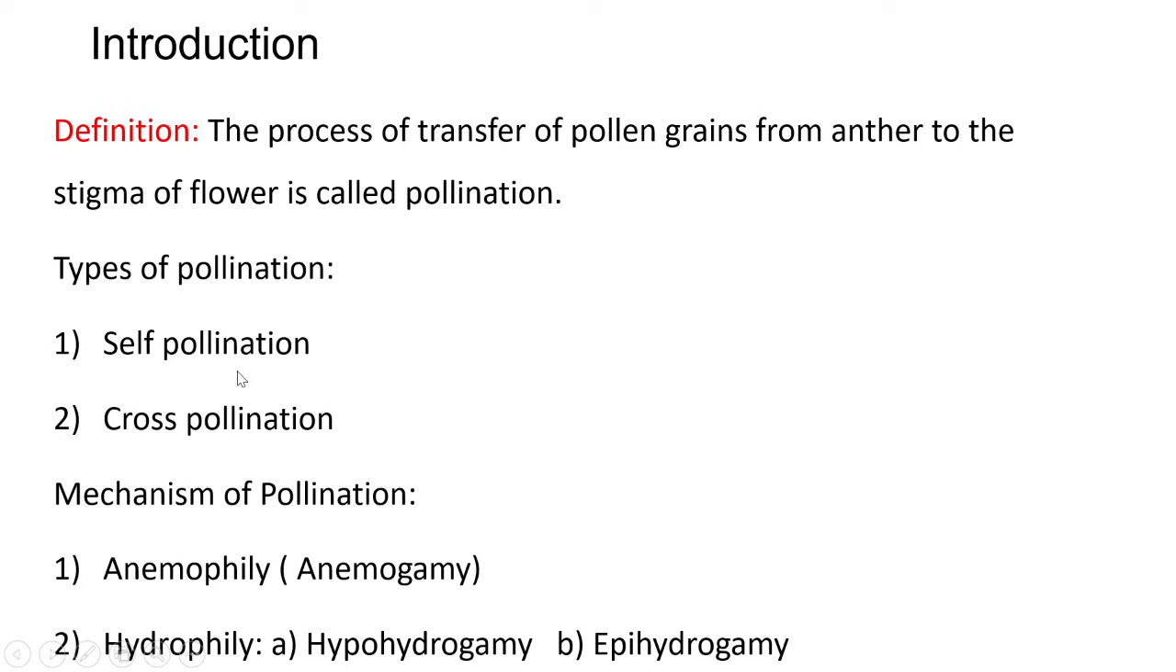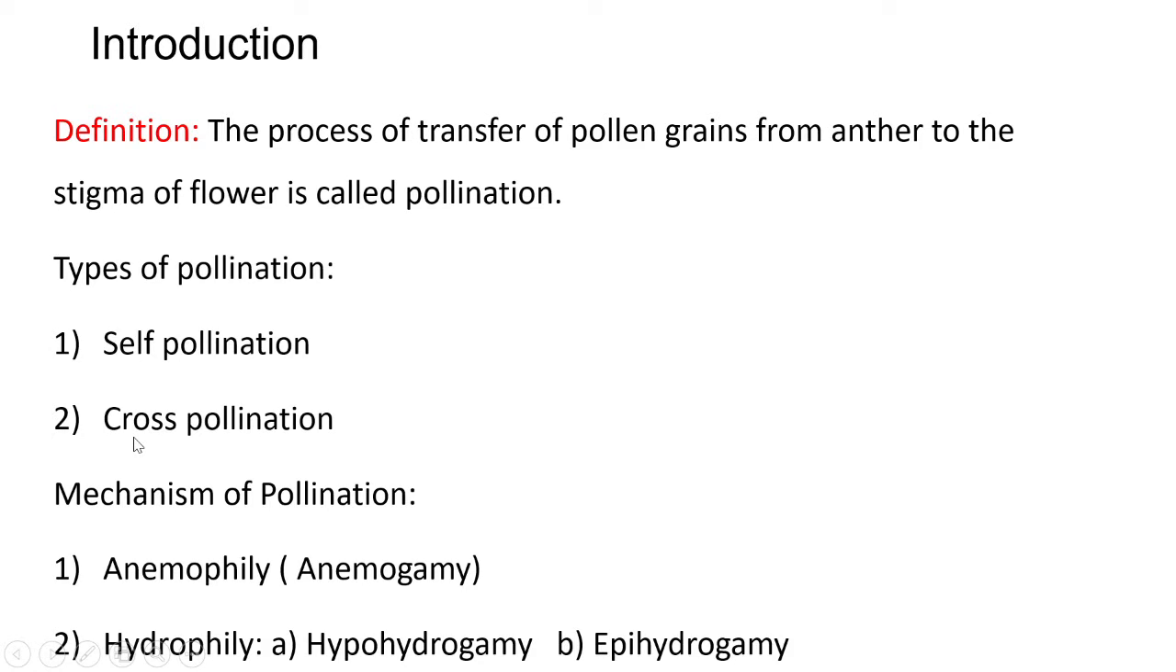For example, Argemone mexicana, Mirabilis jalapa. Self-pollination is also known as homogamy or autogamy. The outcome of self-pollination is a reduction of genetic diversity. This is because the sperm and egg cells of the same flower are genetically identical.